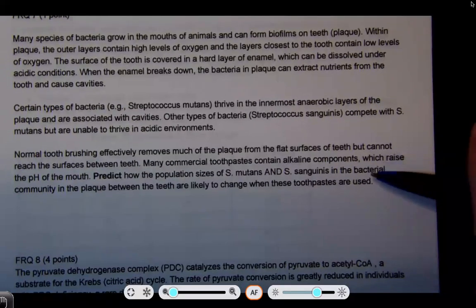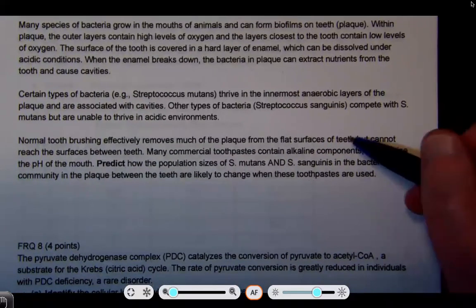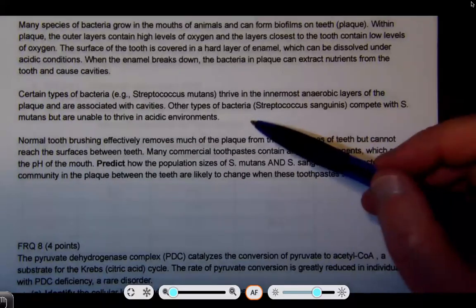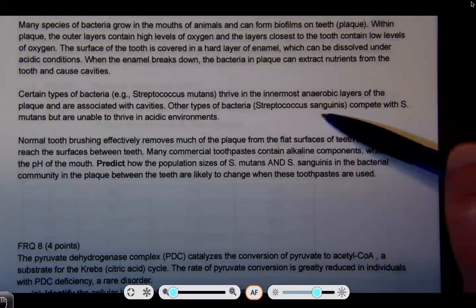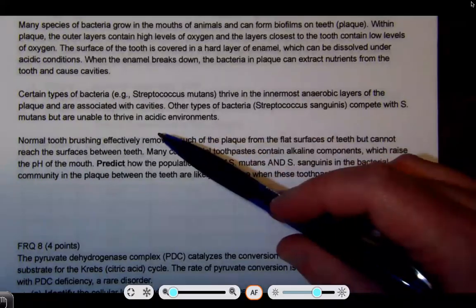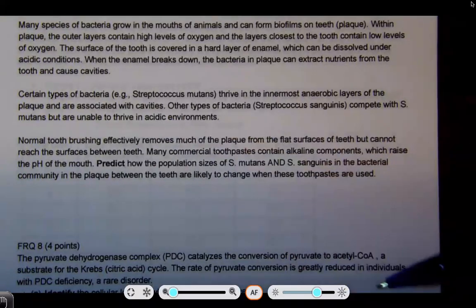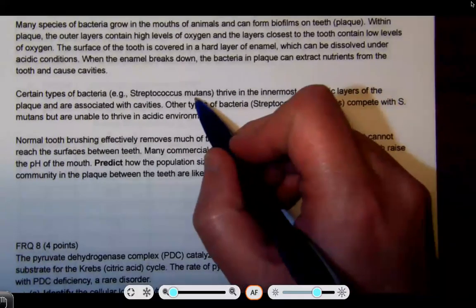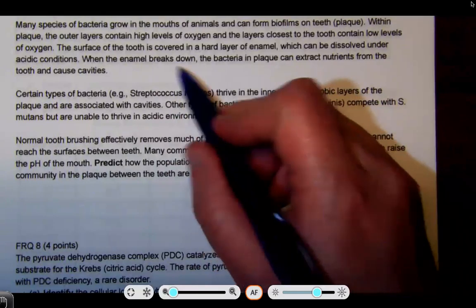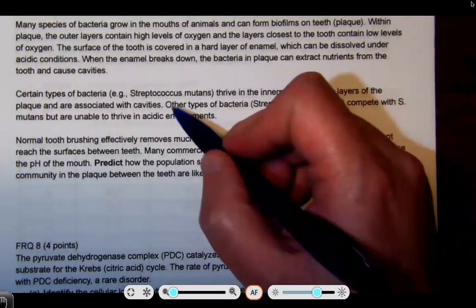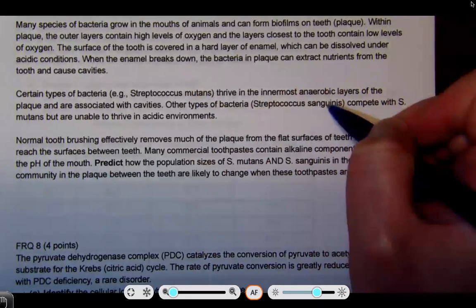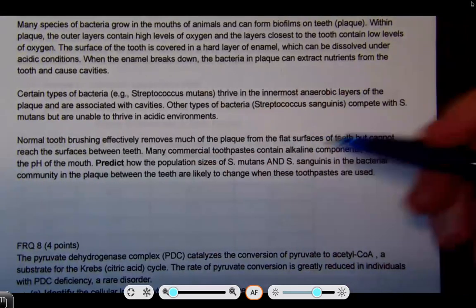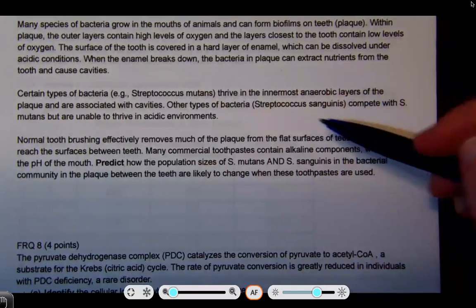Be careful because it talks about how toothpaste increases pH, and it talks about how some of them can't handle acidic environments, specifically S. sanguinis. But increasing the pH causes it to be basic. So you would expect to see S. mutans to probably die off because it's being exposed to oxygen, whereas S. sanguinis would probably thrive because it can handle the oxygen, and the pH isn't really bad for it.